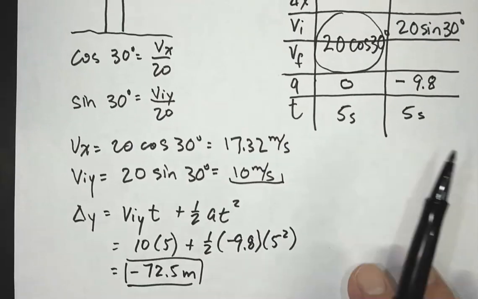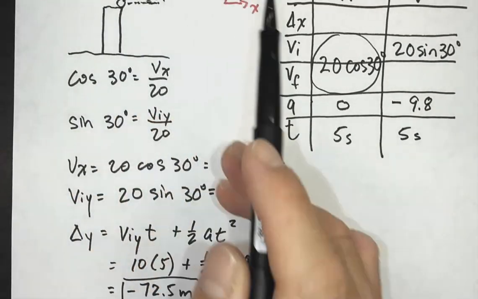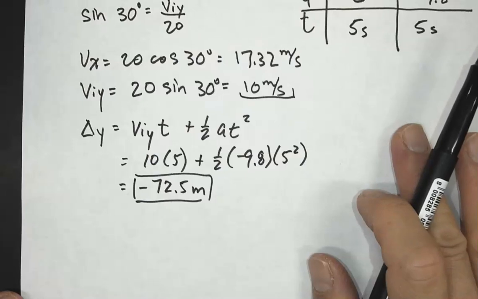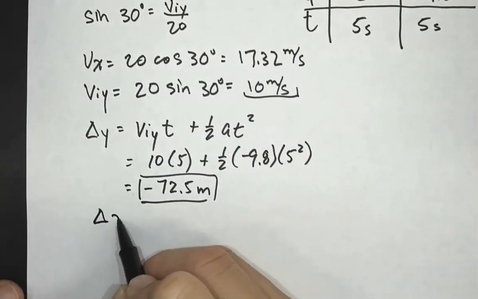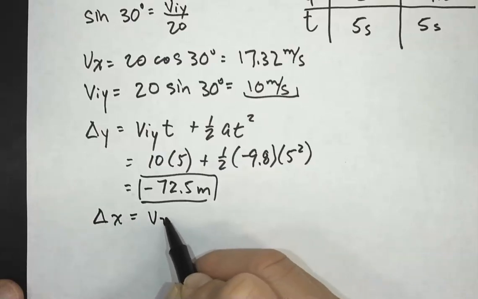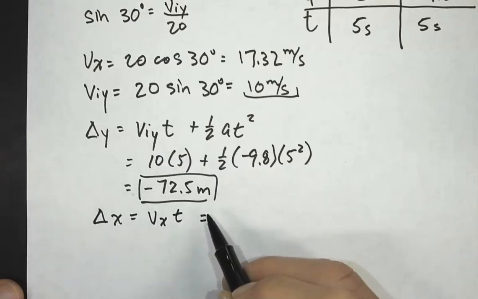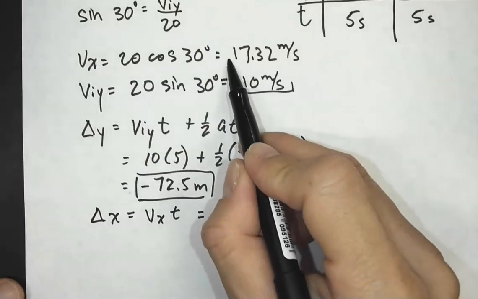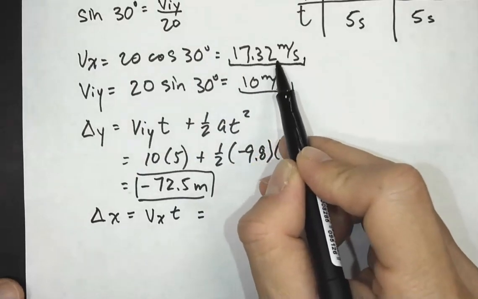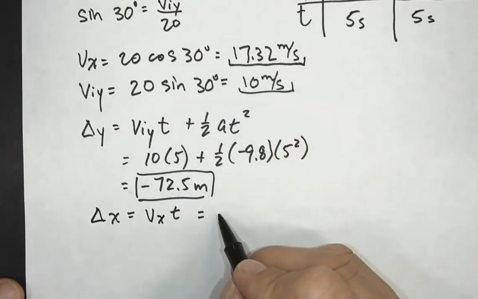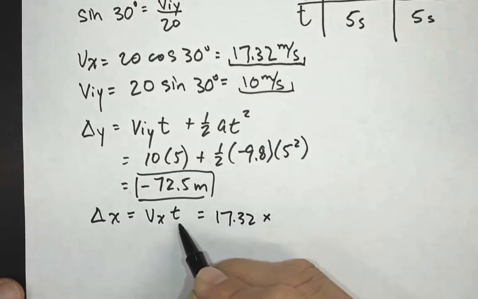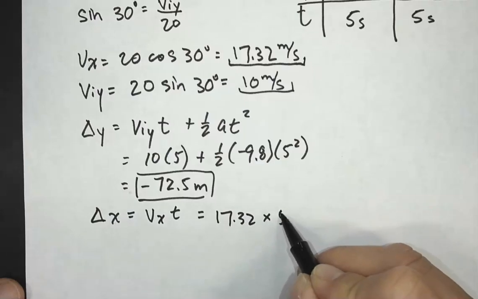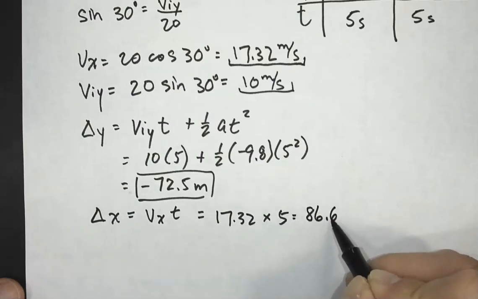Okay. And then the next question is the horizontal distance the ball traveled. What's the horizontal distance? Now horizontally, we know it's moving at constant velocity. So delta x equals Vxt, and Vx, we calculated that here. This is the horizontal component of the velocity, 17.32 times t, which is 5 seconds, times 5, and we get 86.6 meters.